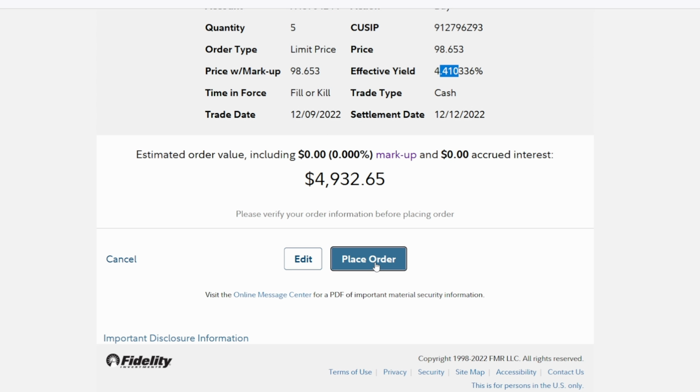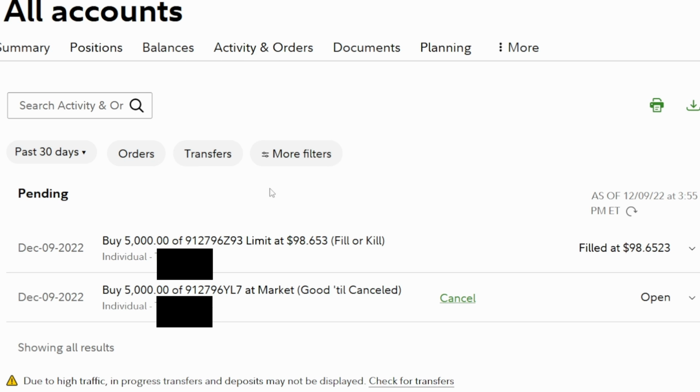So let me place this order. So if you go to activity and orders, you'll see that Treasury bill that I bought in the secondary market was filled at that price, 98.65. But my Treasury bill that I put for the auction on December 12th obviously is not filled because it doesn't happen until the 12th, but my order is there and it's good till canceled and it's still open. So after the 12th, I will also have that Treasury bill as well. So guys, that's how you buy Treasury bills at auction and in the secondary market on Fidelity.